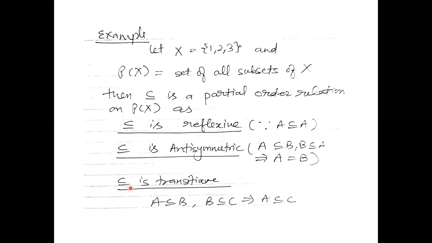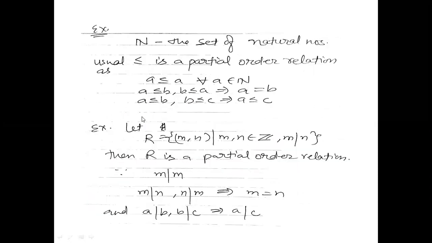And this contained-in relation is transitive also, because if A is a subset of B and B is a subset of C, then A should be a subset of C. So this contained-in relation is a partial order relation on the power set of X. Let us see another example.